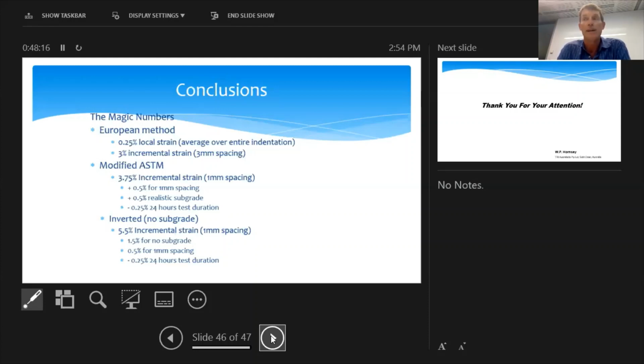ASTM using the laser scanning technique with 1mm spacing, we can increase that strain to 3.75% with an allowable 0.5% moving for the 1mm spacing, another 0.5% allowing for more realistic subgrade, a clay subgrade versus a rubber subgrade, and then potentially taking a 0.25% off because we're only testing it for 24 hours, not 100 hours. So you'll end up with a 3.75% strain.